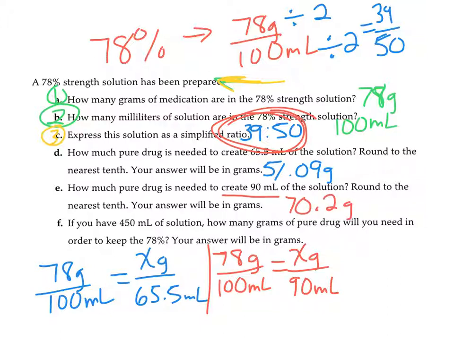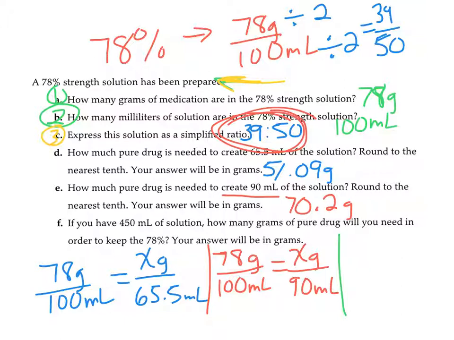So you can see letters D, E, and F, I'm actually just doing the same thing in each of these. Again, we're creating a different amount. So I want to know, based on what I know about this percent solution, I want to keep it at the same concentration. So I want to know how many grams would I need to create that.